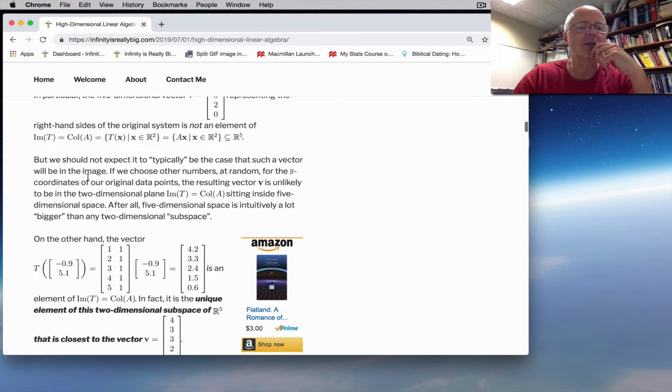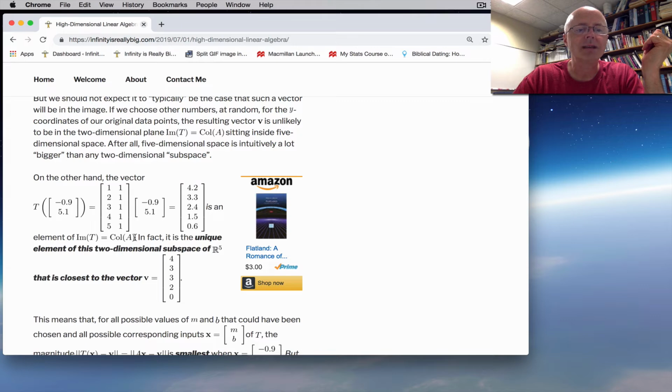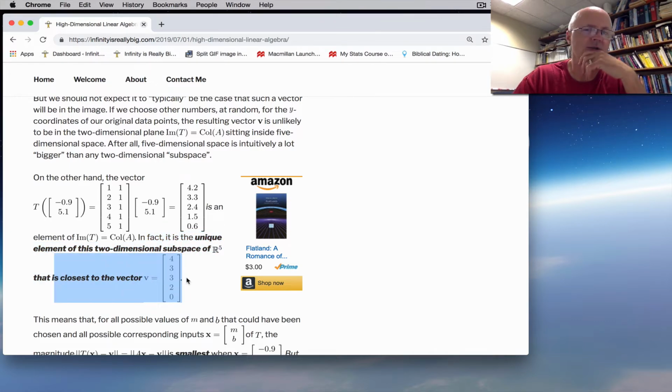That's what I talk about here. This particular vector right here is in the image, and that's because I've actually found it by plugging in a particular vector, -0.9 for m and 5.1 for b. In fact, that's the slope and intercept of the actual line of best fit. This vector, 4.2, 3.3, 2.4, 1.5, and 0.6, does happen to be in the image because it's an output of T. And in fact, here's a key point, it is the unique element of the two-dimensional subspace of R5, the image, which is a plane, that is closest to the vector v in 5-dimensional space.